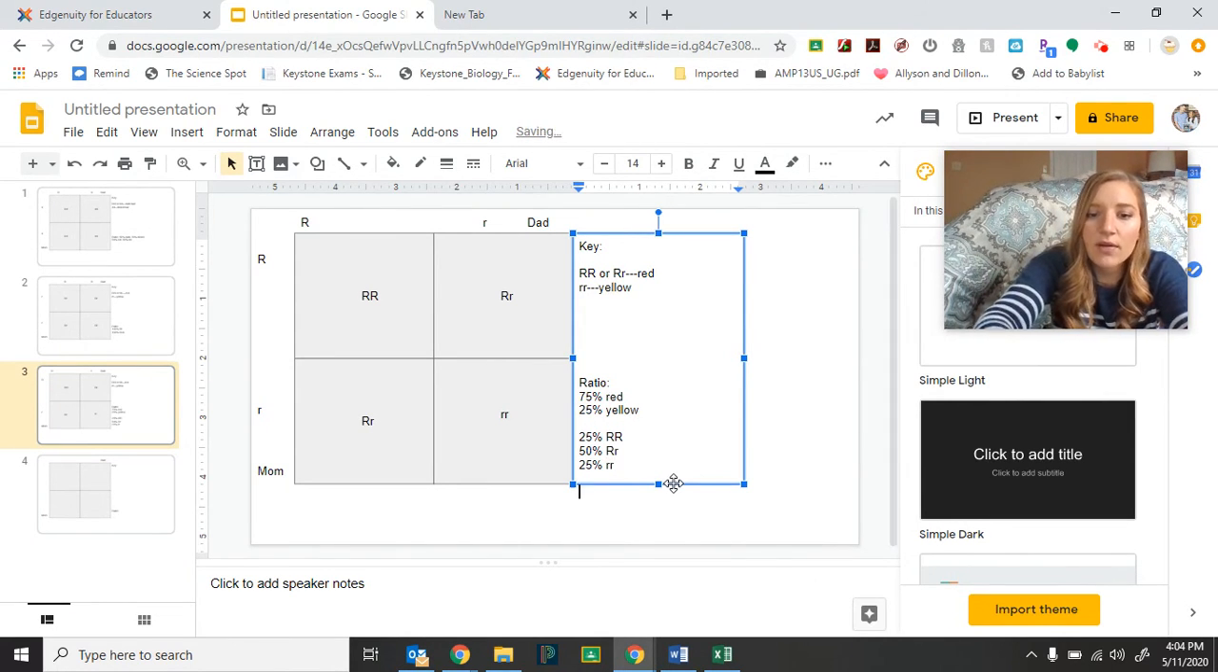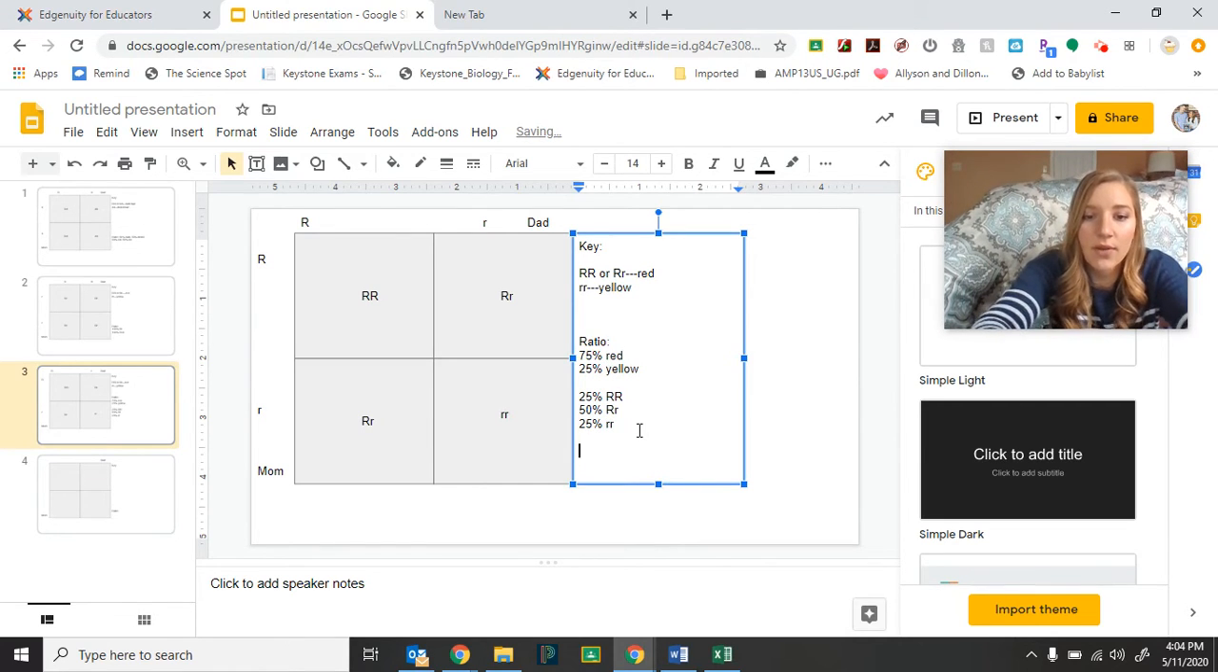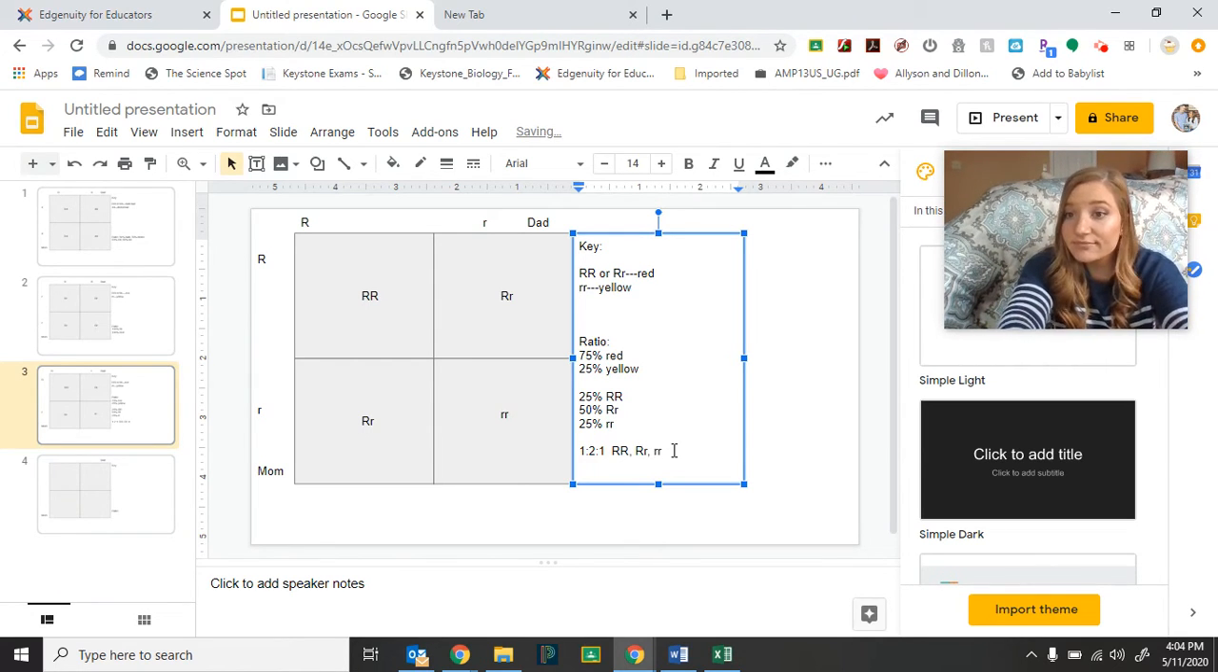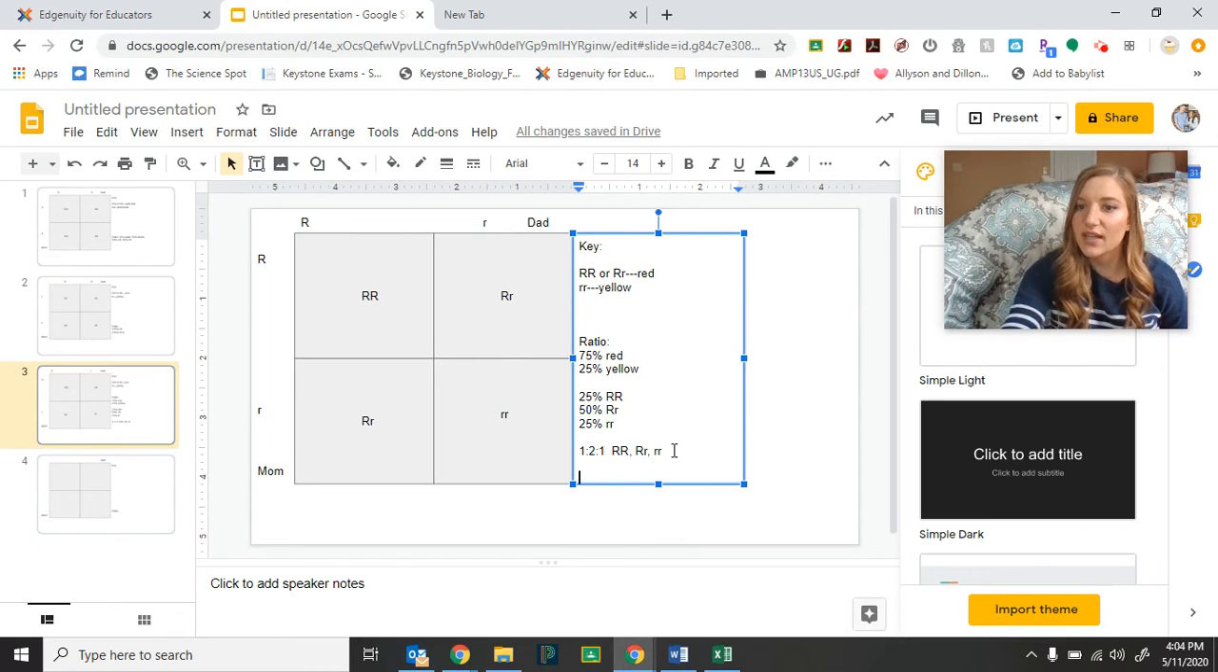What if you're like, Miss Cole, I don't like percents. I want to do actual ratios. Okay, fine. You could say 1 to 2 to 1. 1 to 2 to 1 would be big R, big R, big R, little r, little r, little r. You could say that. I don't care. You could do fractions. I'm doing percents because it's a little simplistic, right?